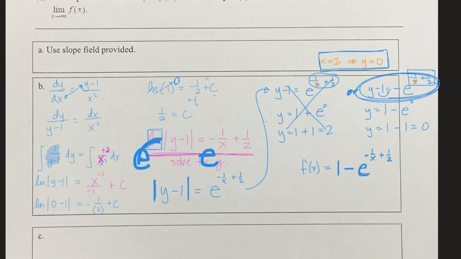Whenever we have a natural log situation and an absolute value, you have to break that into two equations and see which one gives you your initial condition. See which one is correct.